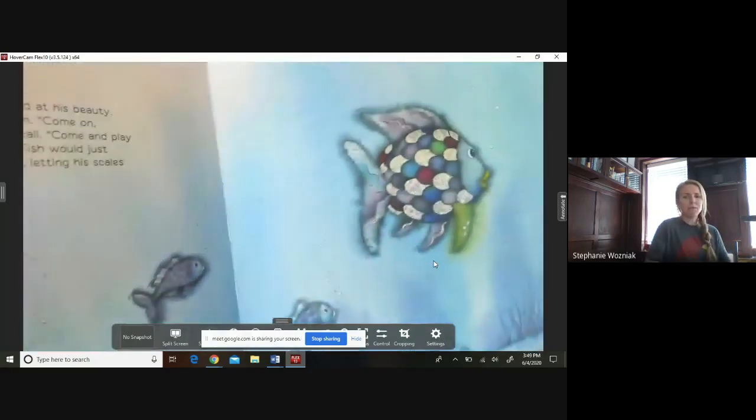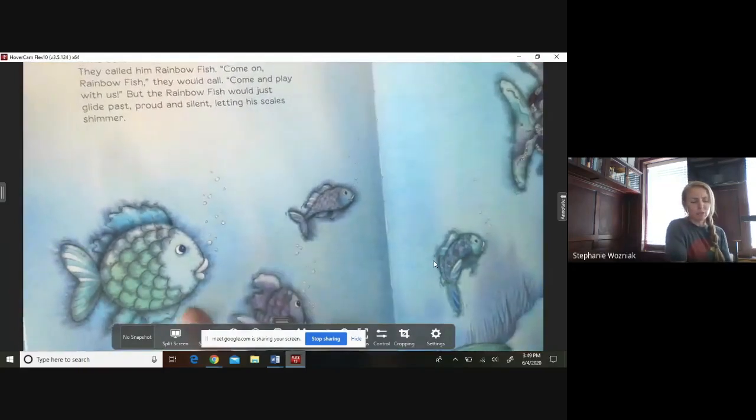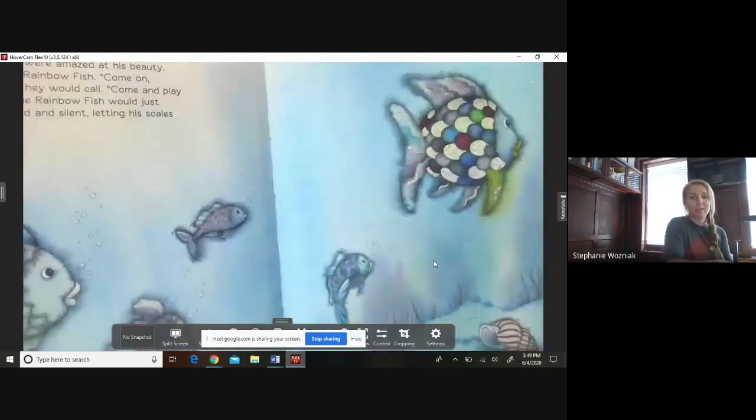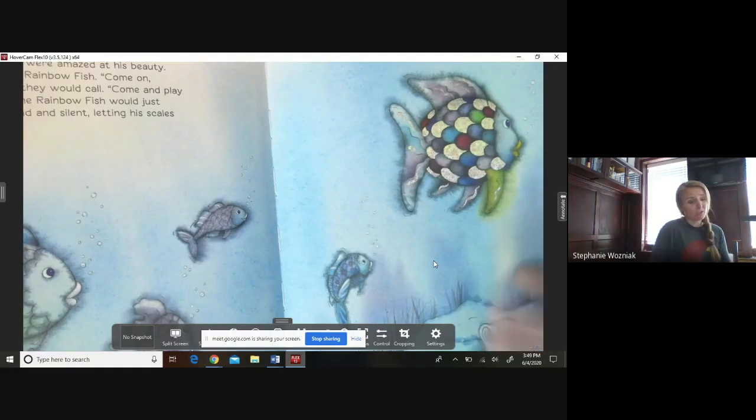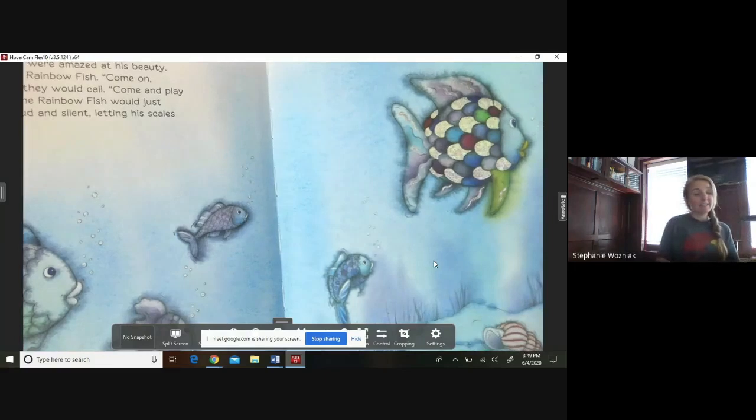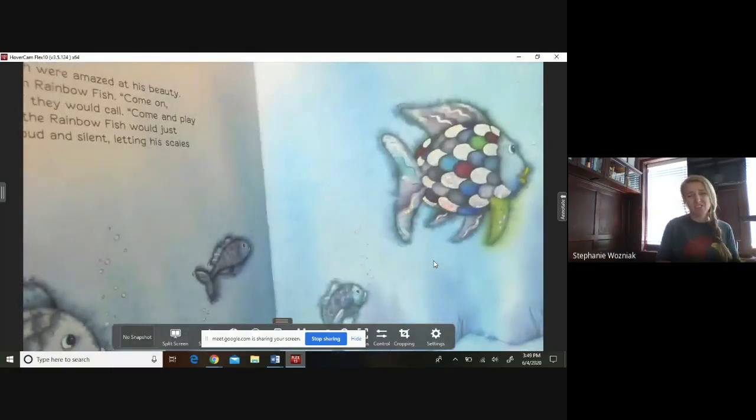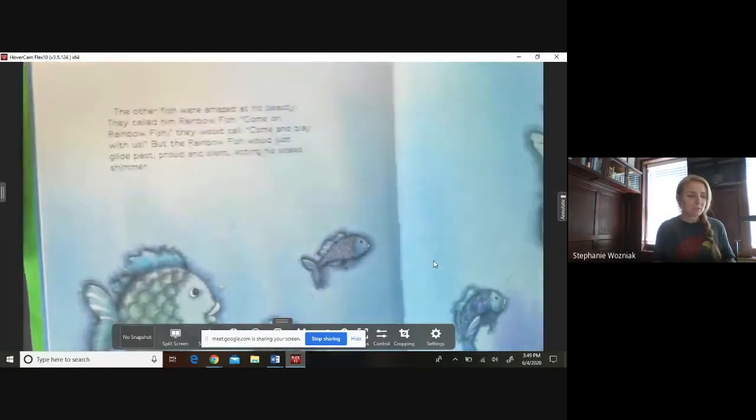So what can you infer about the relationship of Rainbow Fish and the other fish? So you could make the inference that he doesn't really play or get along with the other fish. Maybe he thinks he's a little bit better because he's like, I'm not going to go play with them. He just swam by, and it said that he let his scales shimmer as he swam by. So maybe he thinks he's a little bit better than all of the other fish to play with them.